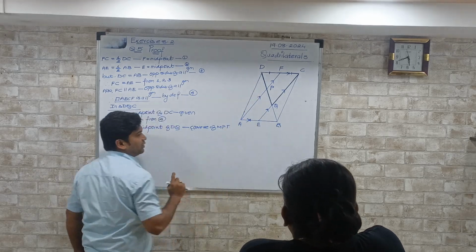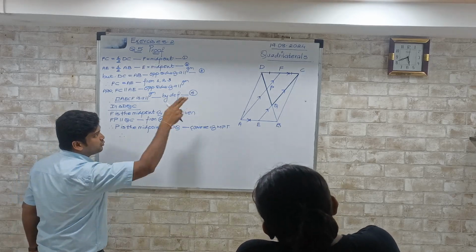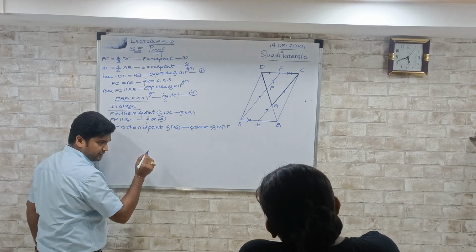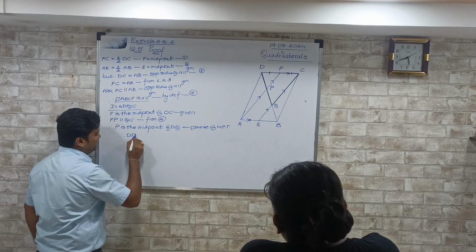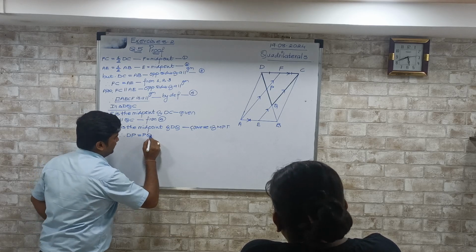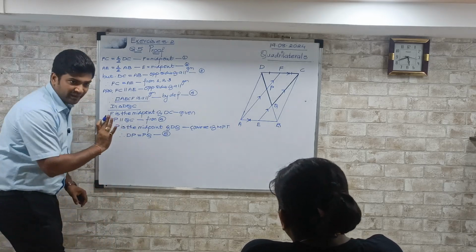Now you tell me, you proved P is the midpoint of DQ. So which two parts are equal, bacha? DP and QP. Very good. DP will be equal to whom? QP. I'll write PQ. I'll put this as equation number 5. Is that clear? Simple math.